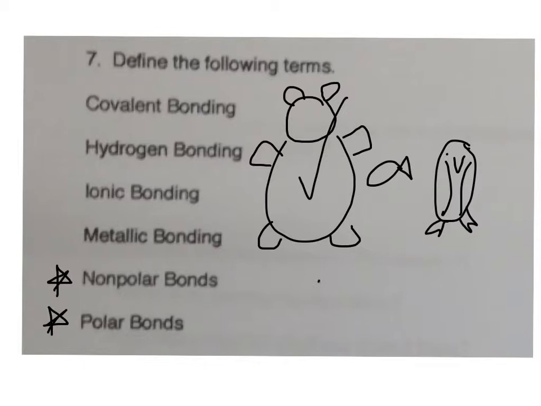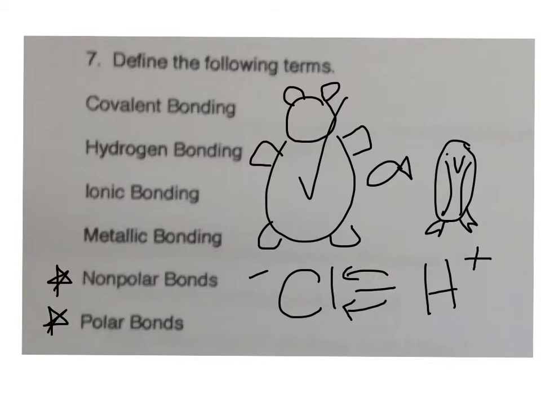If you have chlorine, which is very electronegative, sharing a pair of electrons with hydrogen, chlorine will have those electrons more of the time. And since electrons are negative, chlorine will get a negative charge and hydrogen will get a positive charge. That's what we call a polar molecule. Another way you can get a polar molecule is when you have something like water.